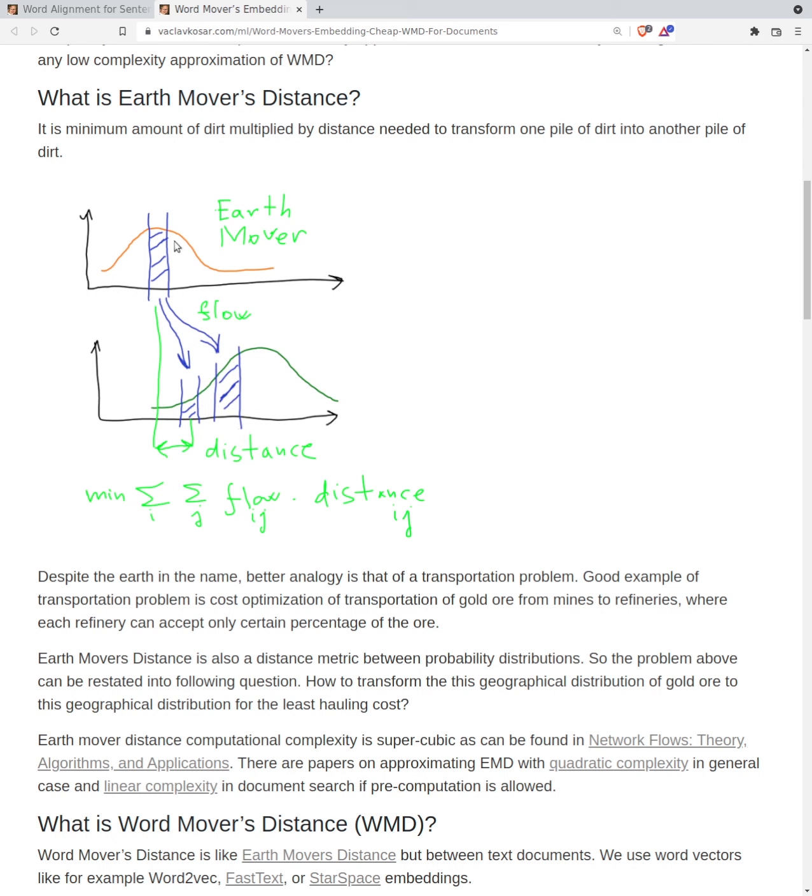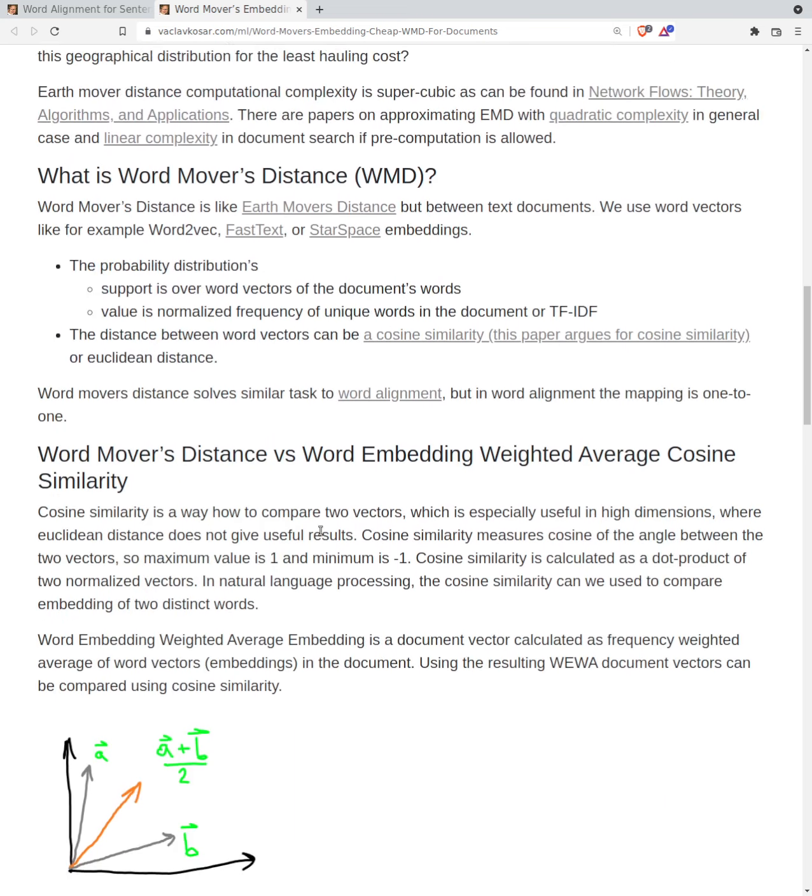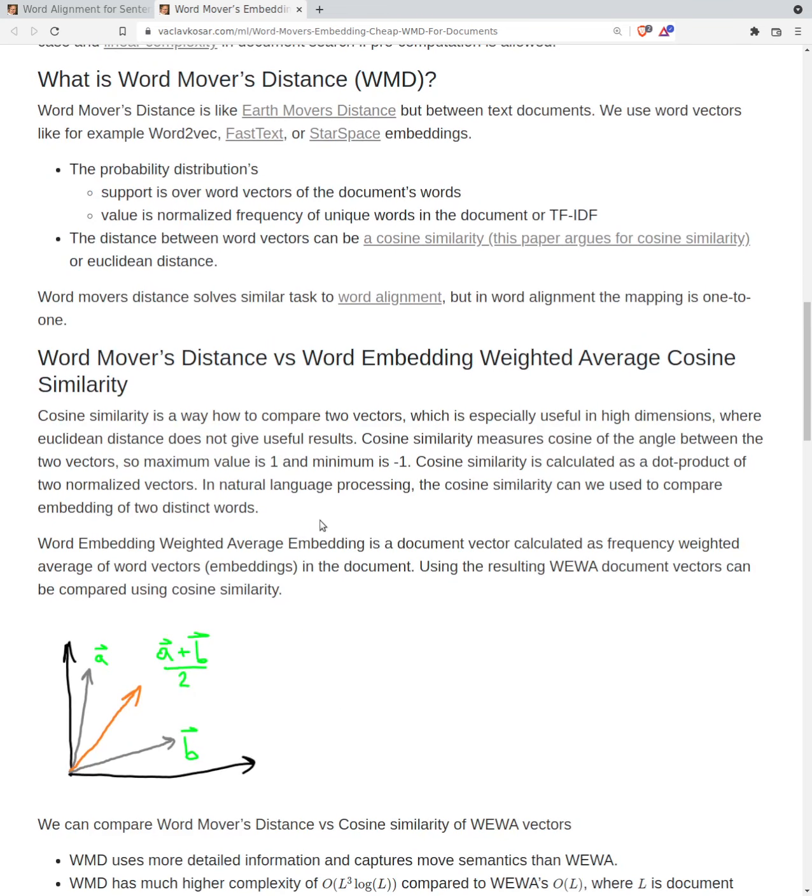We don't count that. But if you just needed to move earth from one pile to another pile, the minimal work you need to do for the transportation only, that's the earth mover's distance. That's how far these piles are. And you can do the same thing for words that have some sort of embeddings or distances available.